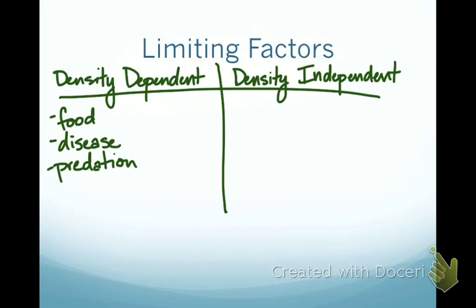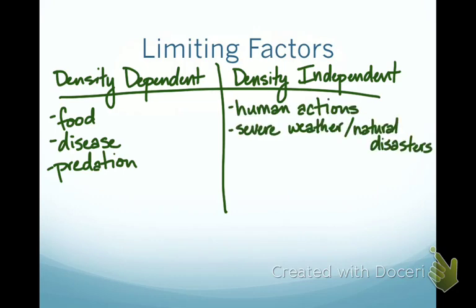And then all kinds of food needs are harder to meet when you're competing with other members of your species for that nourishment. Density independent would be things like human actions. We can go in and clear cut a forest, and it's not going to matter how many owls are living in that forest. Their habitat is gone. So there's your density independent limiting factor. Also, severe weather, natural disasters, floods, tsunamis, droughts, they're going to be limiting regardless of density.